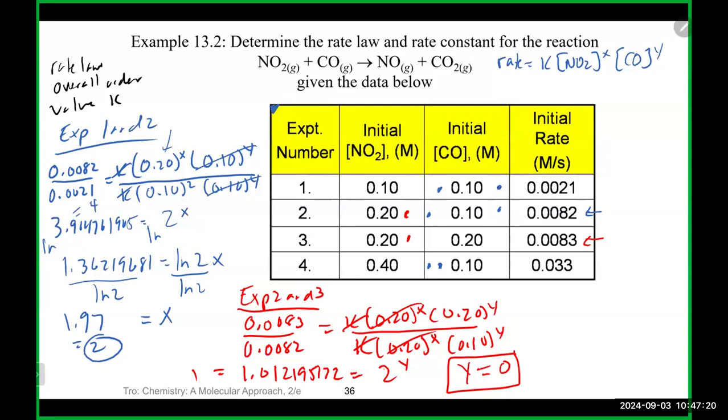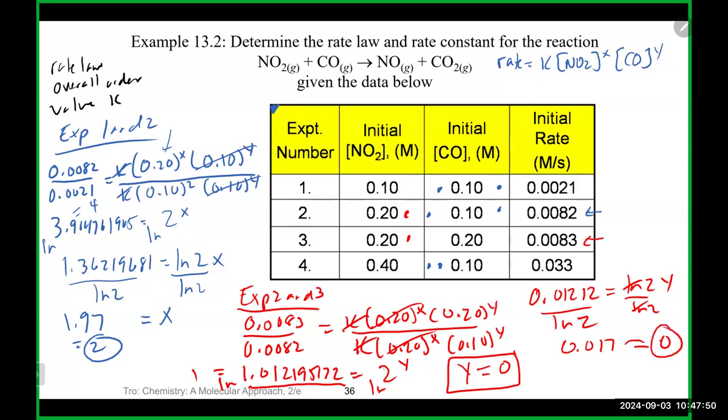If you want to take the natural log of both sides, you could. And if you took the natural log of this number here, you would end up with 0.0121212 all the way across, equals the natural log of 2 to the y, natural log of 2 divided by the natural log of 2, and you will end up with 0.017, which is pretty close to 0 anyways. Yeah, so again, you could go either way that you want in that particular case.